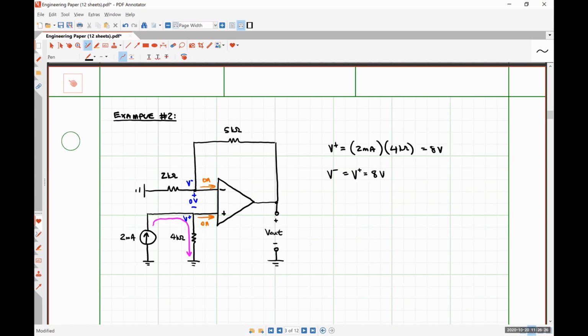So what that means is that at this node, there is an 8 volt potential with respect to ground. So we could say that there's going to be some amount of current flowing through that 2 kilo ohm resistor because there's an 8 volt drop over it. And let's call this current I.